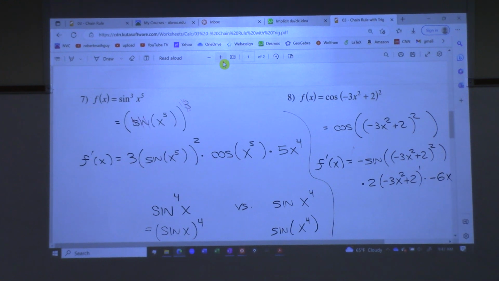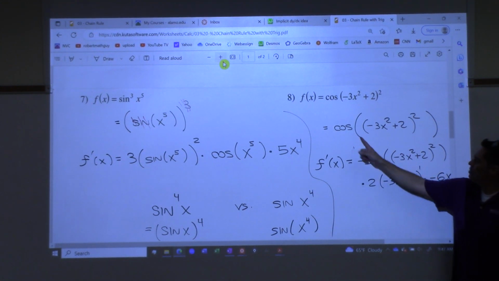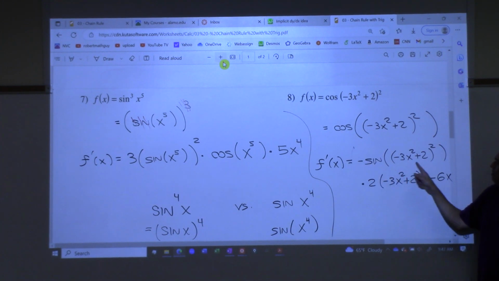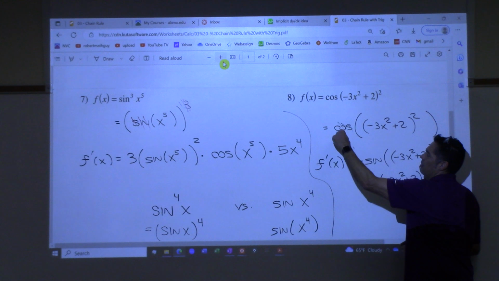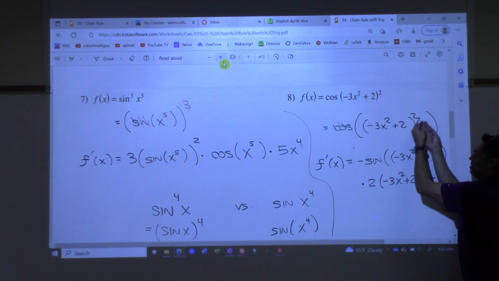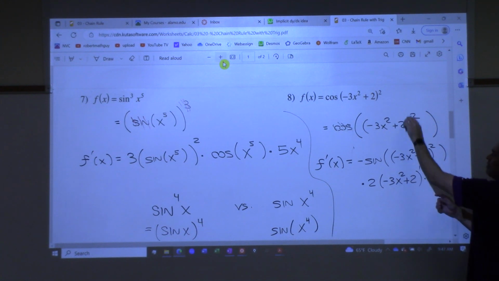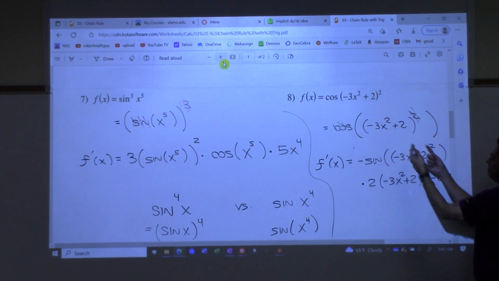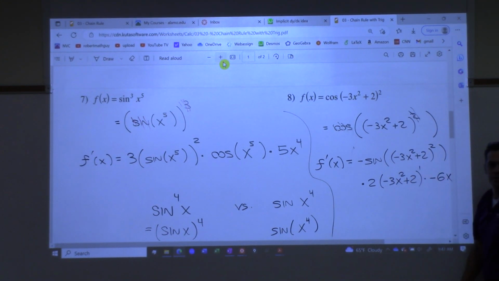Perfect. That's it. Everyone see that? Good job. So derivative of the outer function, don't touch the inside. Now, once we've done cosine, we've got this squared, right? So we're going to bring the 2 out, this to the first power. Boom. Now we've done the 2. Now we take the derivative of that, and that's this, and we're done.